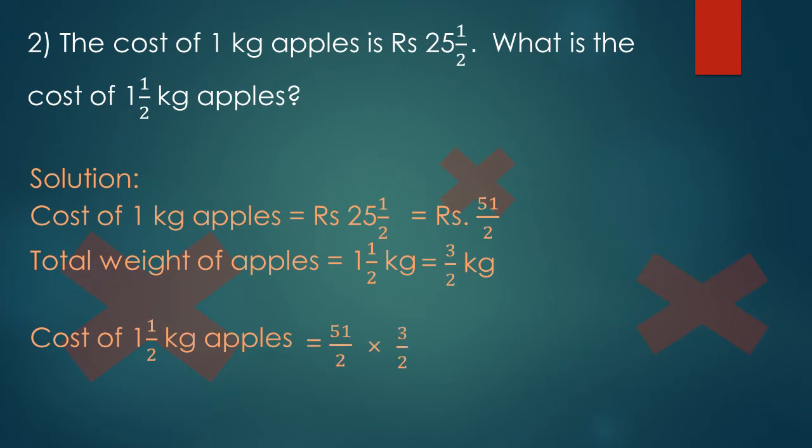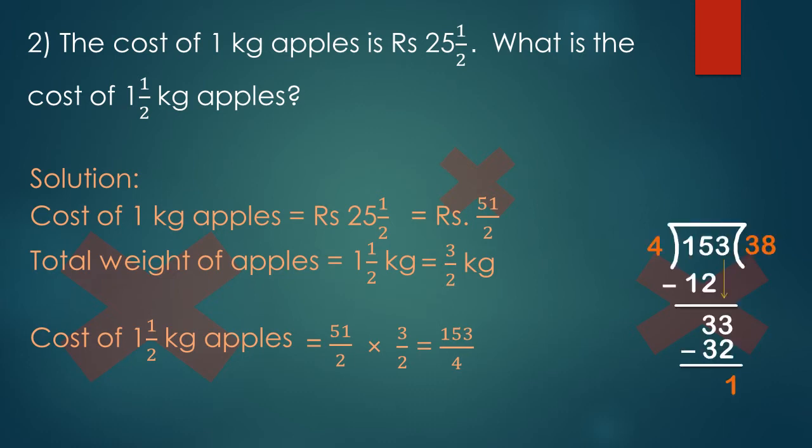Again we see the numerator and denominator are not divisible by the same number. So do the multiplication. 51 3s are 153 and 2 2s are 4. So the fraction is 153/4. But it is an improper fraction. So first we convert it into a mixed number, and everyone knows how we will convert it into a mixed number. So the answer is 38 1/4.